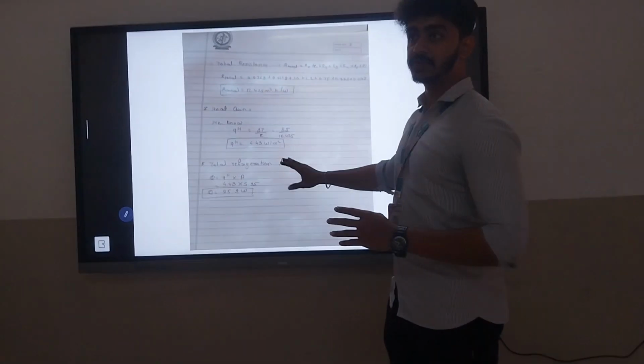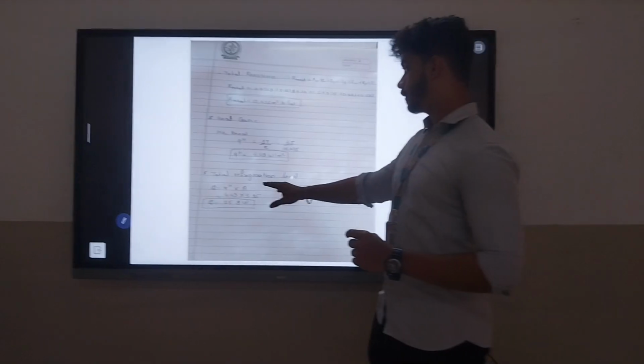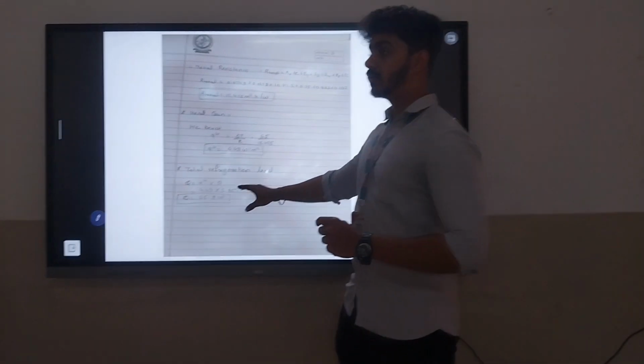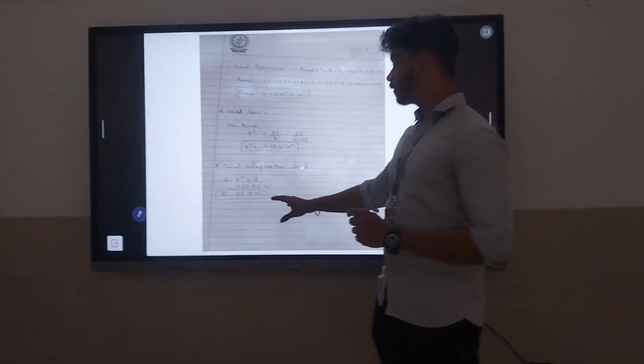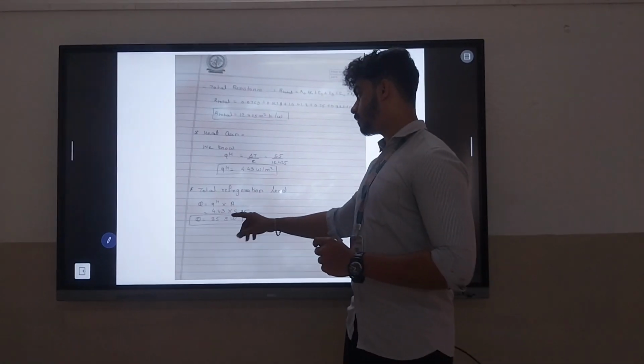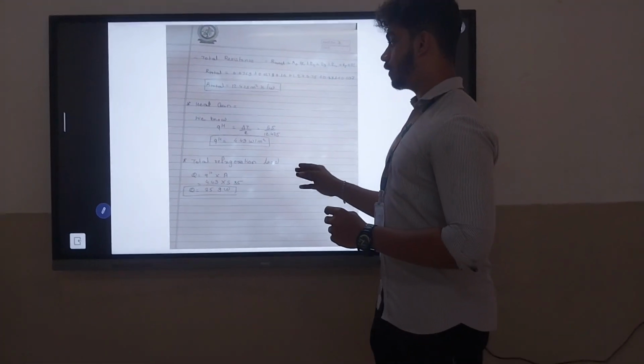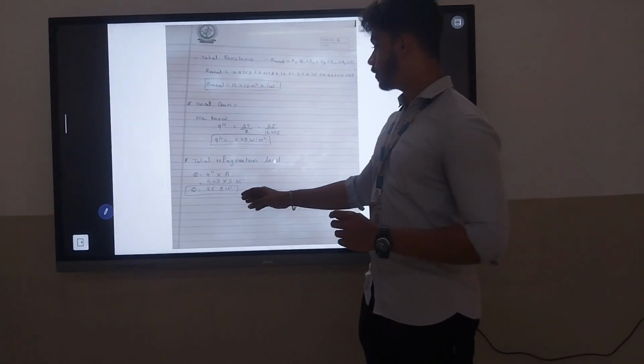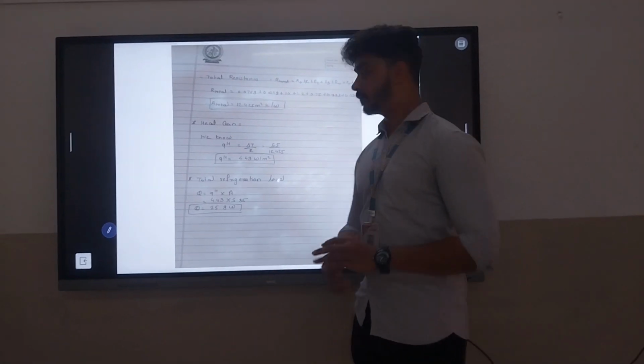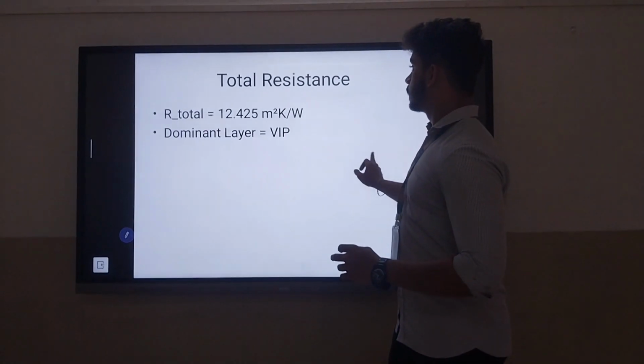And the total refrigeration load is heat gain times area. First of all, we take the area of the wall. So the equation becomes 4.43 into 5.85, that is heat gain into area. So the total refrigeration load becomes 25.9 watt.